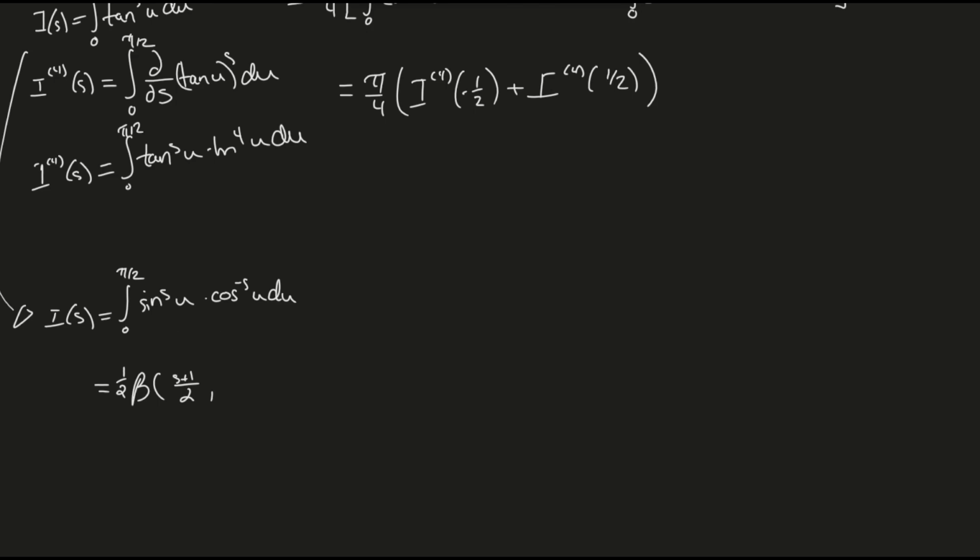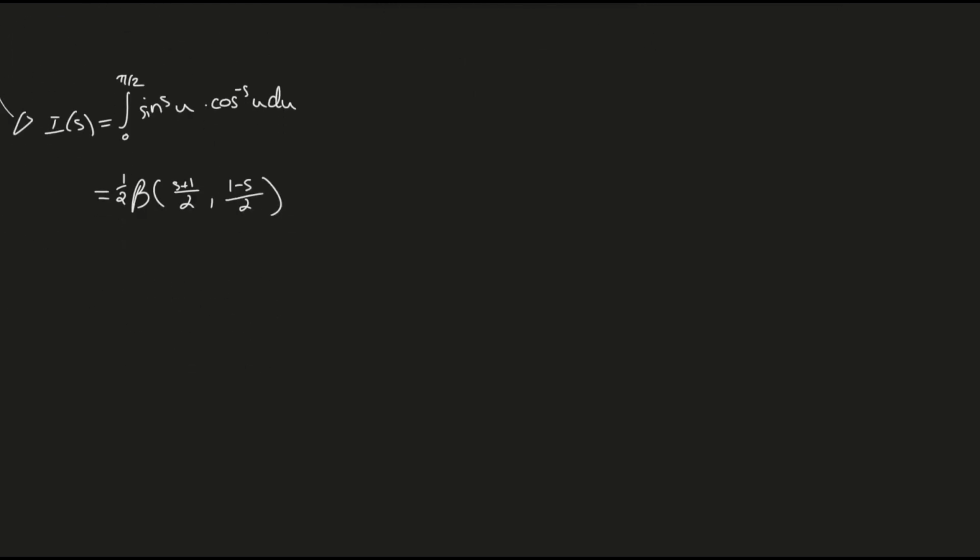And likewise, we would have 2v minus 1 here, but we have negative s. So v is (1 minus s) by 2. And this is what I of s evaluates to.